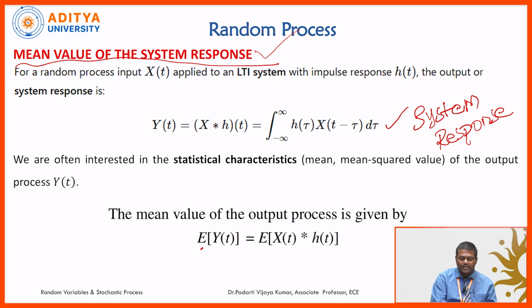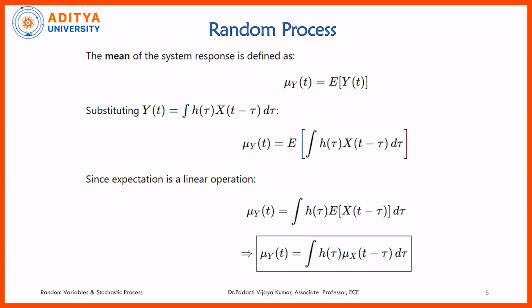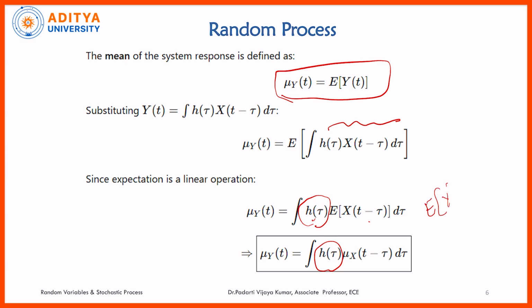Simply applying expectation, E of y of t is equal to E of x of t convolution h of t, which is nothing but the mean value of the output response. So mu y, also denoted as mu y of t, is E of y of t. Now let us apply the convolution formula, h of tau x of t minus tau. I am applying the expectation inside; h of tau is a constant, so I am bringing it outside. So the expectation of y is equal to the integral of h of tau times the expectation of x of t minus tau.